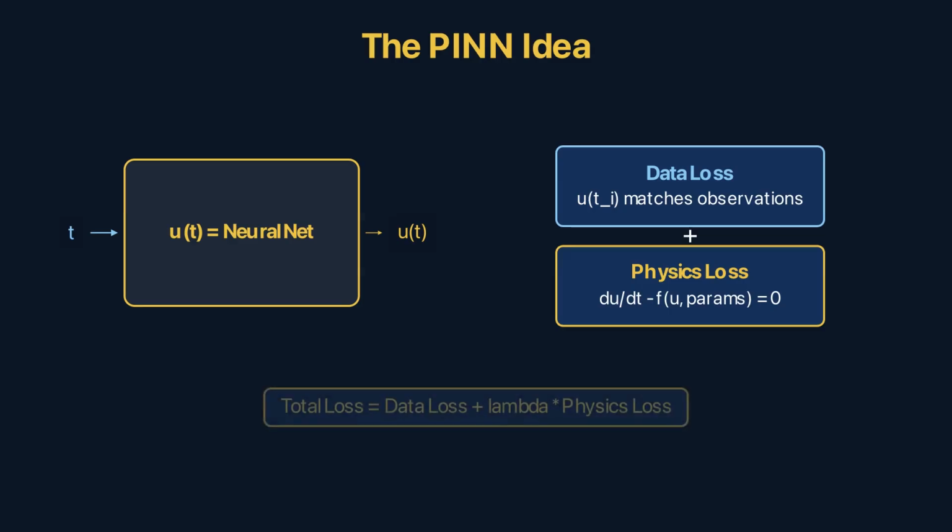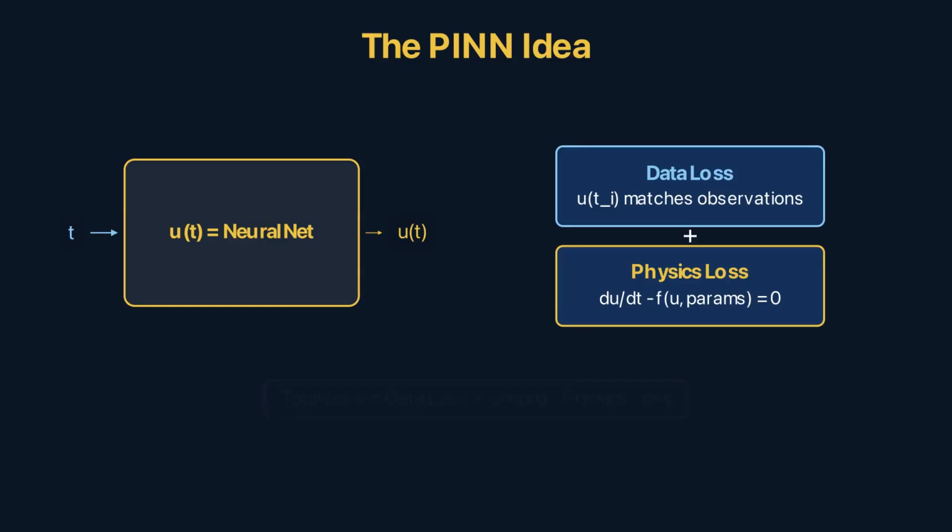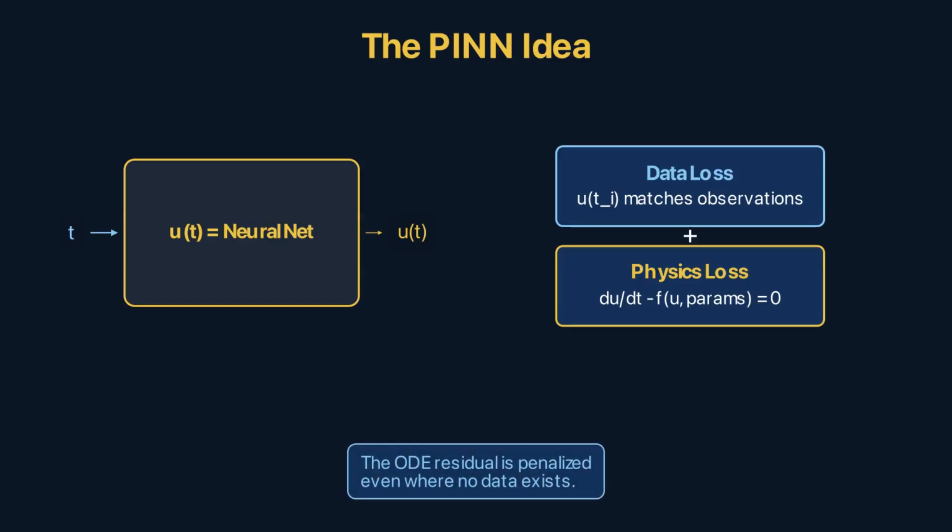Physics loss: at many additional time points, collocation points, the ODE residual should be 0. Compute u-dot from the network, plug into the ODE, and penalize any non-zero residual. Total loss equals data loss plus lambda times physics loss. Lambda balances the two. The key enabler is automatic differentiation.